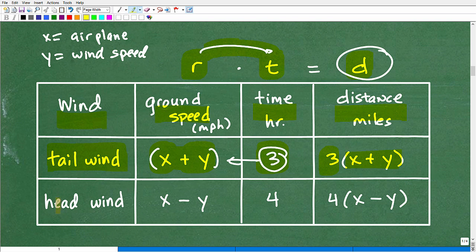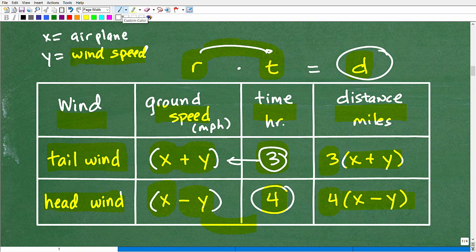Okay, now let's go ahead and talk about a headwind. Now, with a headwind, our actual ground speed is going to be slower, so it's the speed of the aircraft minus the wind. The wind is going into us, so we're going to be going slower. So the time it took for us to travel was 4 hours, okay? But the distance is still rate times time, so it's going to be 4 times x minus y.